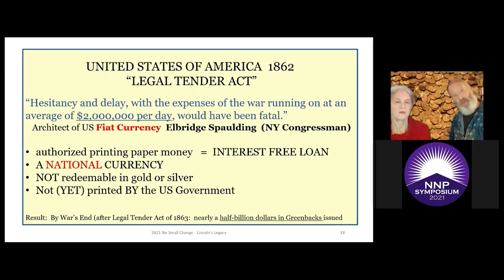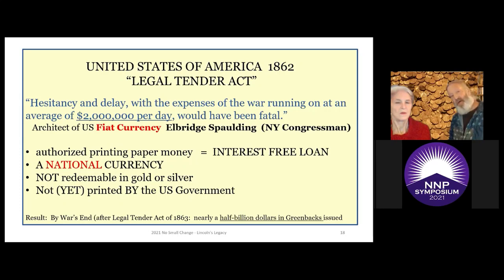fiat currency. Anyway, he went and said, hesitancy and delay, with the expenses of the war running on an average of $2 million per day, would have been fatal. So the Congress and the US did approve the Legal Tender Act. The American Banknote Company was hired to produce millions of dollars in paper money. And basically, Spaulding later in life said, it produced both an interest-free loan for the country and a national currency.